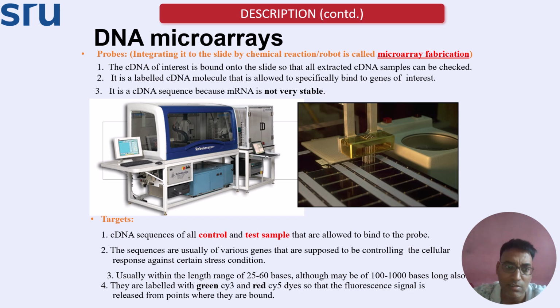The cDNA of interest is bound onto the slide so that the extracted DNA samples can be checked. It is a labeled cDNA, allowed to bind to genes of interest. It is a cDNA sequence because mRNA is not very stable, that's quite obvious. So now the probe is bound and the target part is set. Everything is done. This is termed as microarray fabrication.